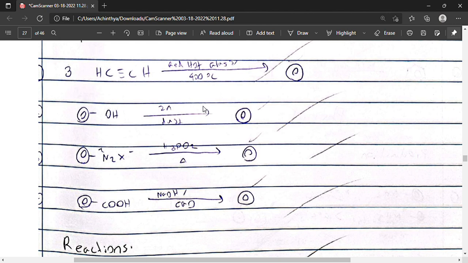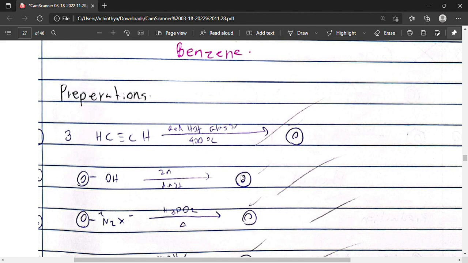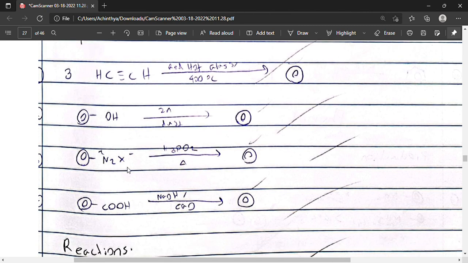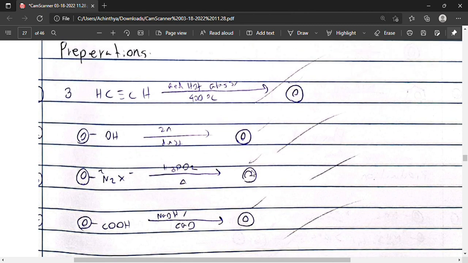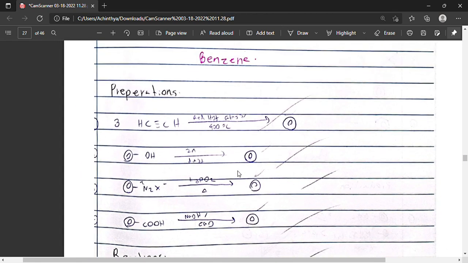If we were to add zinc dust into phenol, we will also be able to obtain benzene. We can also add H3PO2 with heat into diazonium salts, and that will also produce benzene. Or we can react benzoic acid with soda lime, and we will be able to obtain benzene as well.